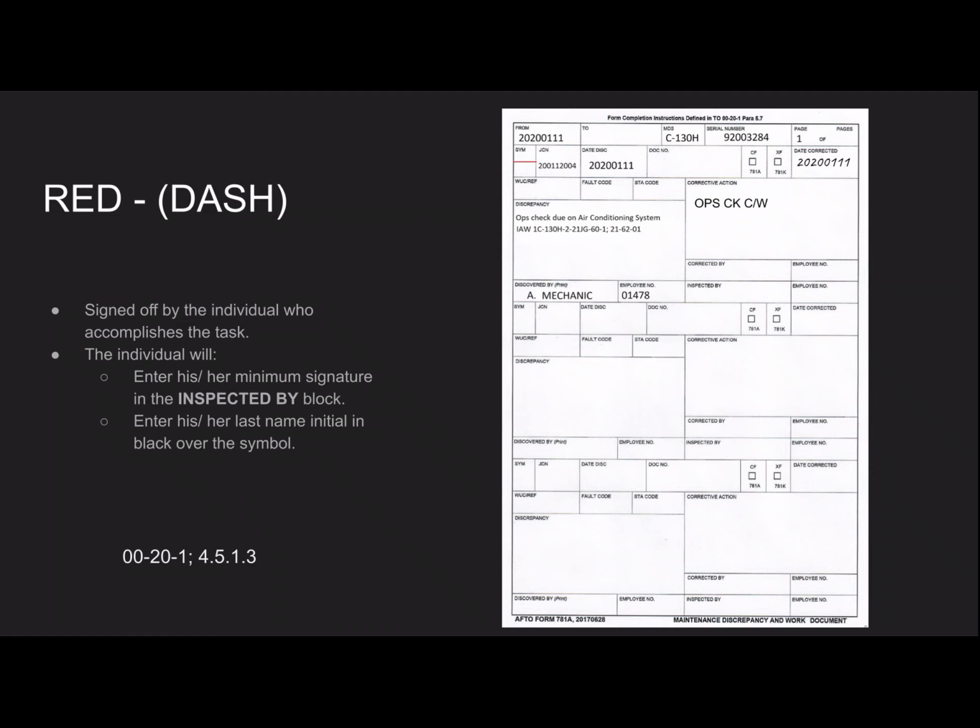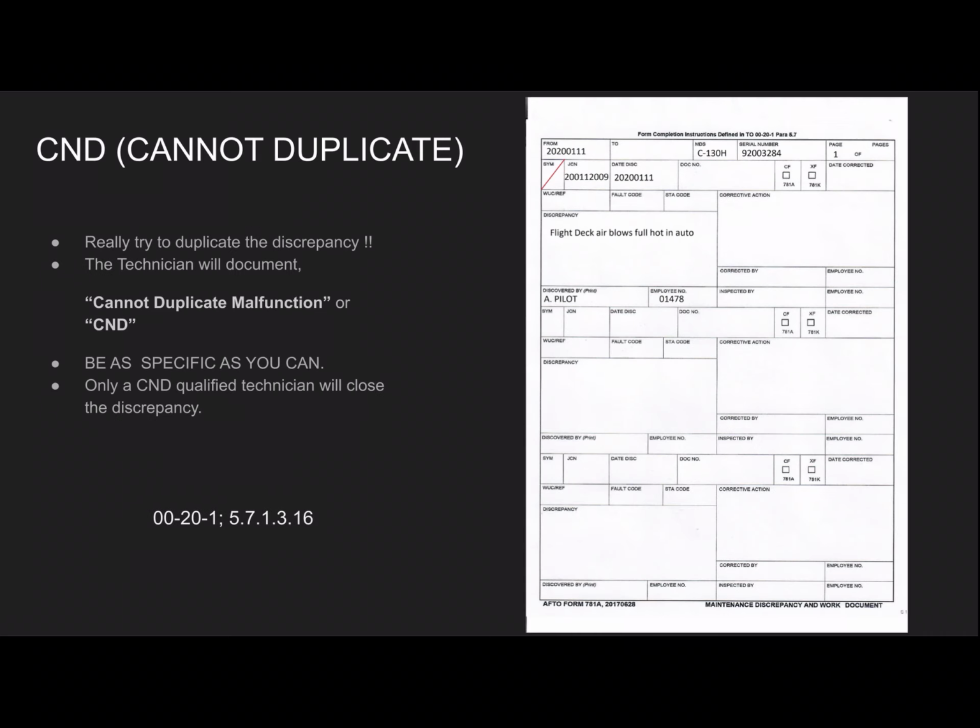Next, we have a red diagonal. So this one will be signed off by the individual who fixes the discrepancy. Like before, you're going to have your corrective action. No TO is required this time. Then your signature in the corrected by block, and then your initial over the symbol.